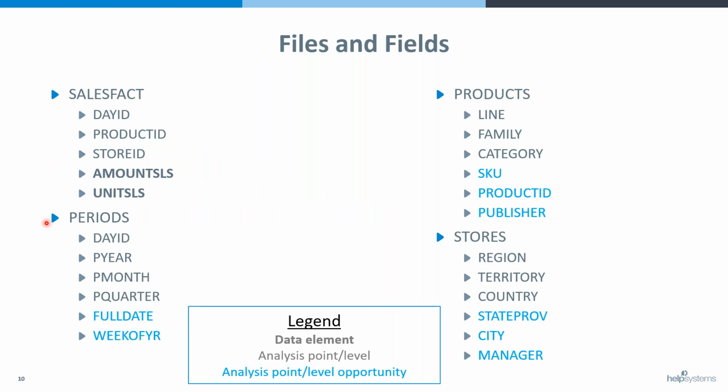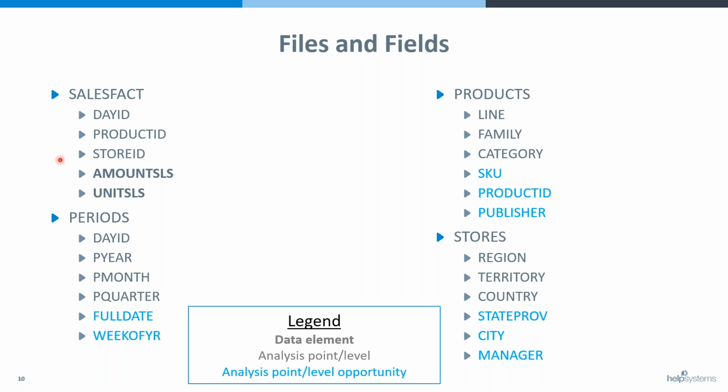Now, the view that I'm going to use for my demonstration pulls information from these 4 tables. It's kind of funny because in my notes I have 3, but there's 4. The sales fact table, the periods table, the products table, and the stores table. Now, I've kind of coded it in different ways to identify the things that we've got here. In bold and gray, we have amount SLS and unit SLS. These are fields that are the data elements. These are the things we're going to analyze in the client table.